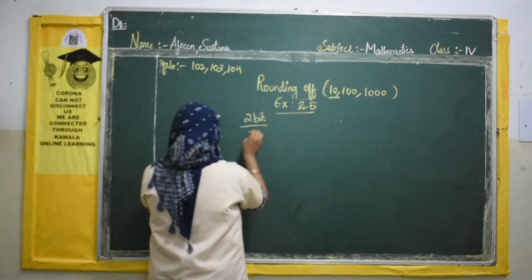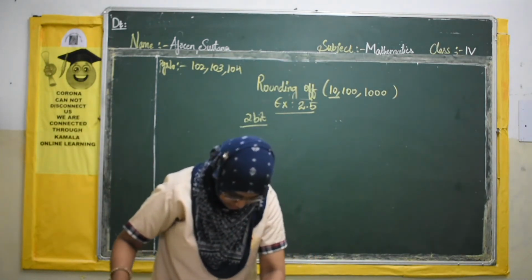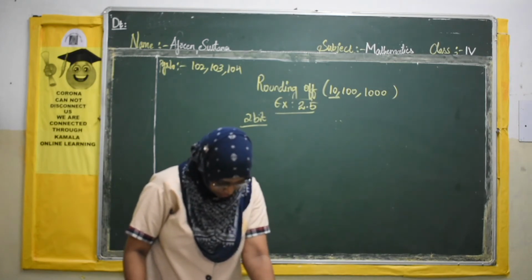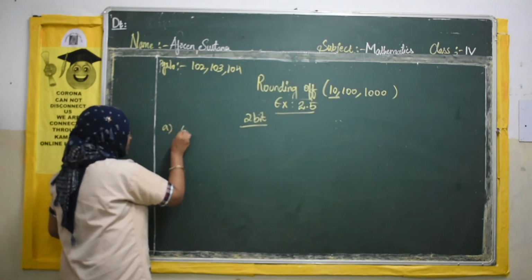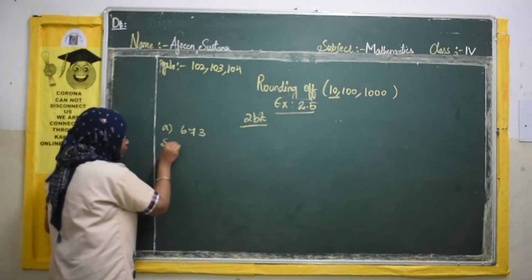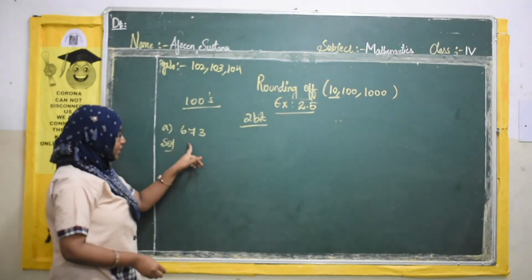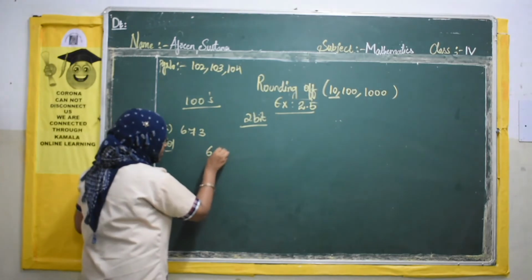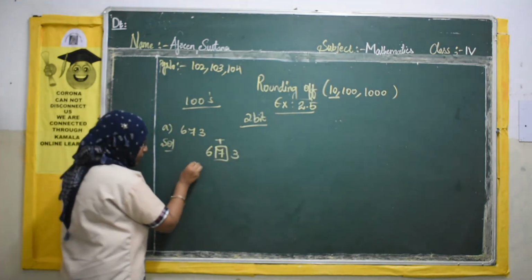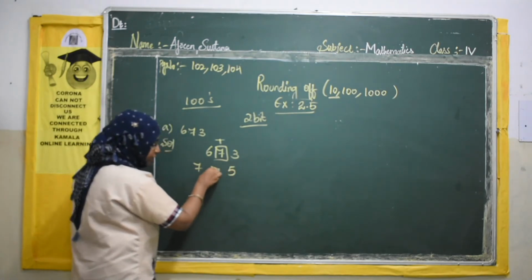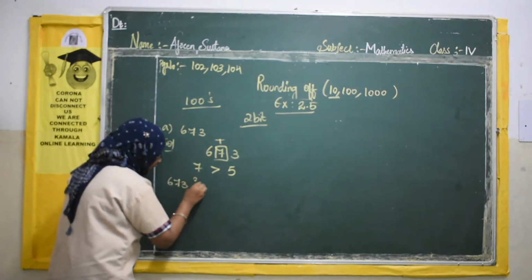Second. Round off the following numbers to the nearest 100. The first one is 673. Now we have to do nearest to hundreds. Nearest to 100 means we will consider the digit at, sorry, tens place. 6, 7, 3. The digit at tens place is 7. We will compare it with 5. Now 7 is greater than 5. We will round up.